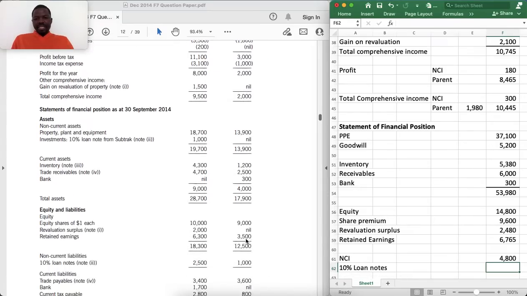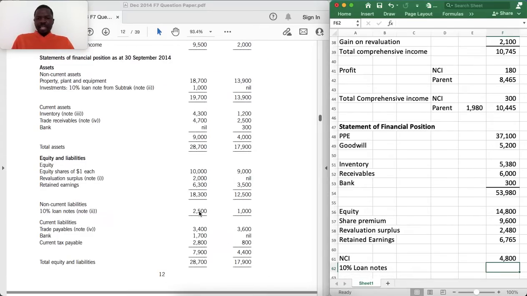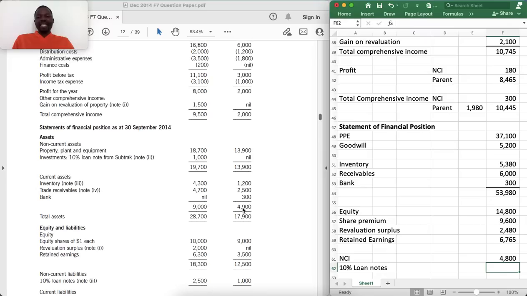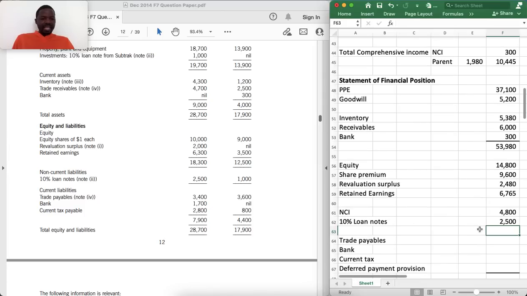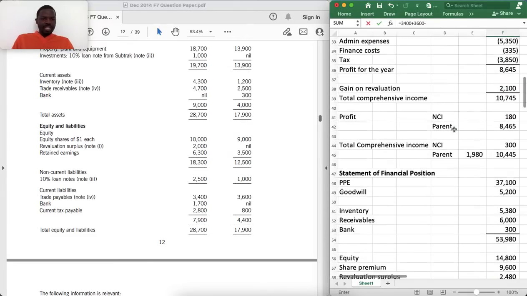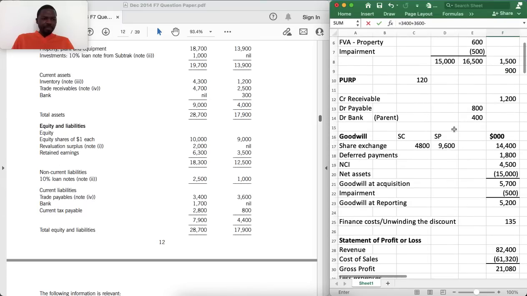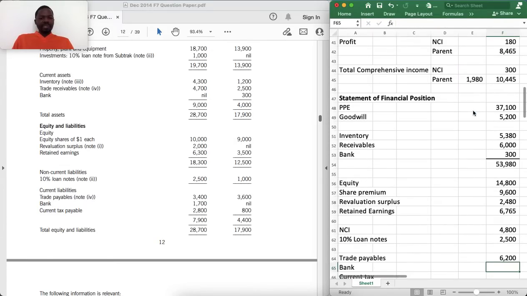Then the loan notes, let's go to our statement. There is 2,500 and 1,000. This 1,000 cancelled the investment of 1,000. So we are left with 2,500, like that. Then our trade payables, we've got 3,400 for the parent plus 3,600 for the sub, less what we generalized here as intercompany, that is 800.